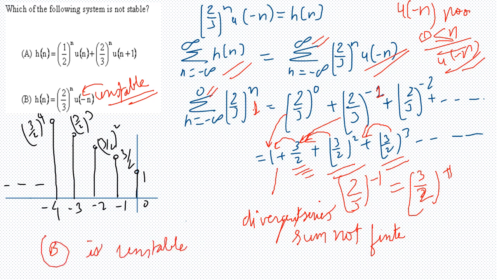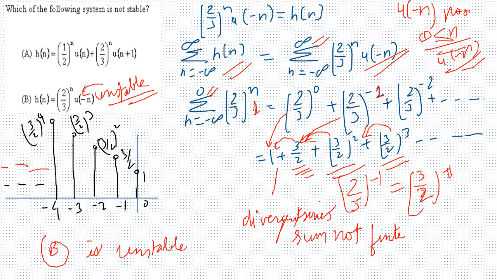Again, the same thing you can visualize with the help of a graph. You can see here that at n equal to 0 it is 1, then it goes to 3 by 2, then 3 by 2 squared, then 3 by 2 cubed, and then 3 by 2 power 4. You can see that the magnitude keeps increasing and you will not be able to sum this up, so you will find that the system is unstable.